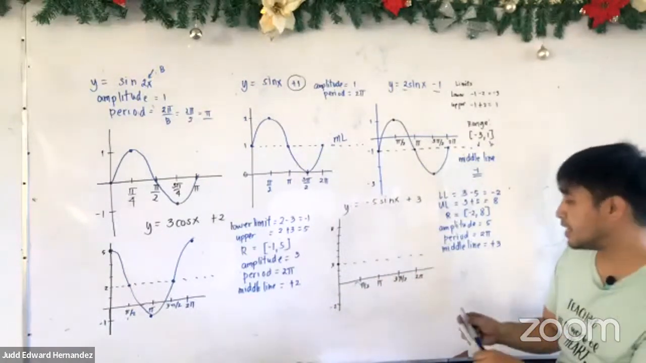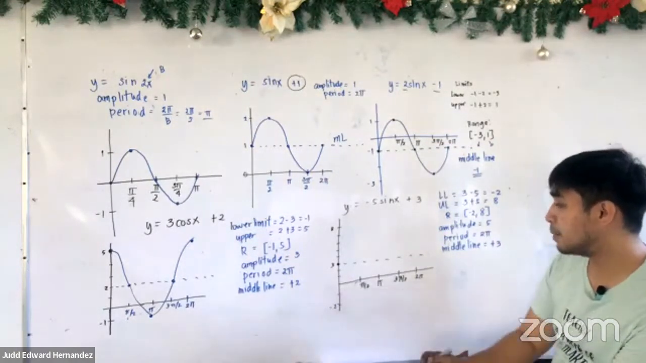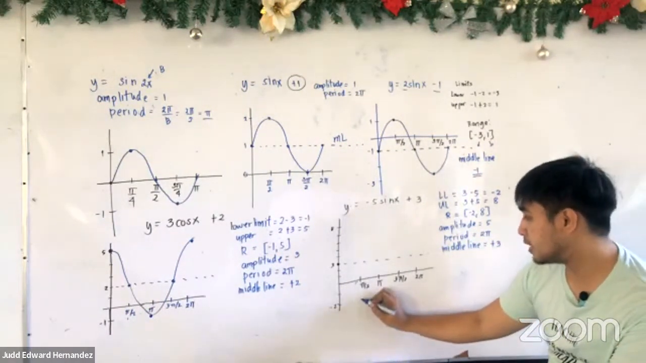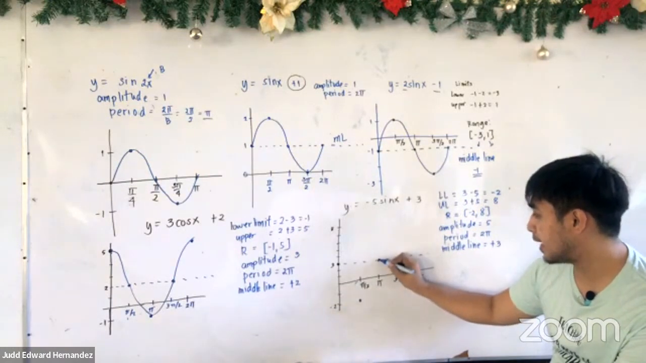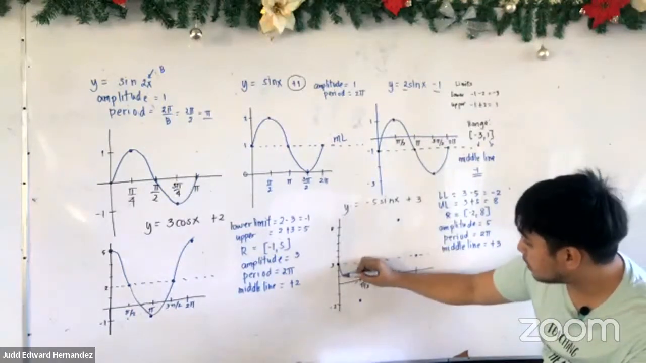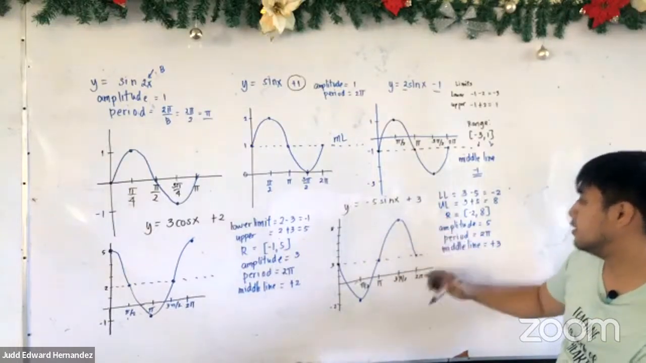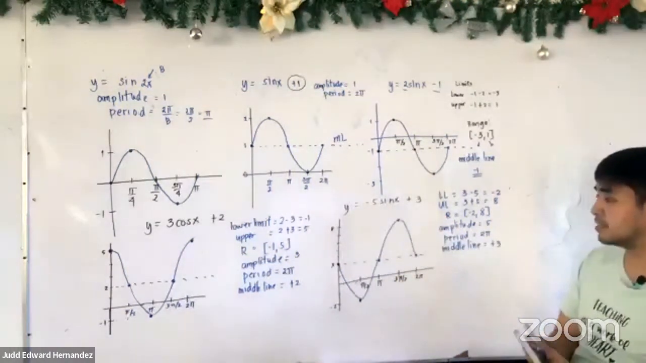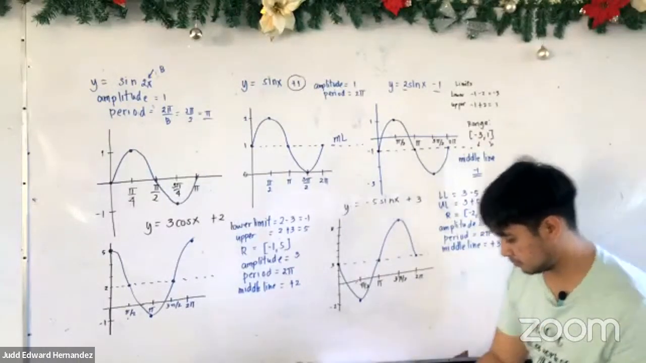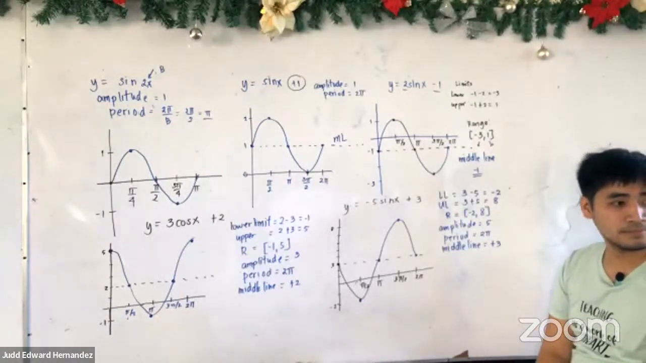Okay. So in this case, pababa naman daw siya. So from 3, ano mangyayari sa kanya? Bababa siya. Tama? Bababa negative 2. Tapos babalik siya sa middle line. And then aangat siya kay 8. And then babalik ulit siya sa middle line. And this is now the graph of our function. Maliwanag. This is now y is equal to negative 5 sine x plus 3. Are we clear? Are we clear po? Yes po.